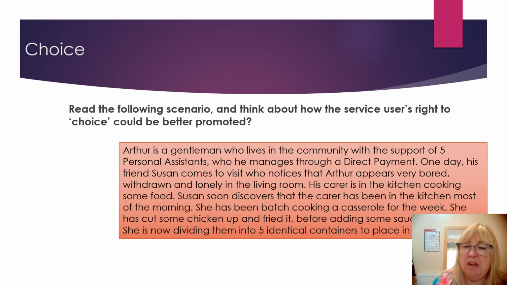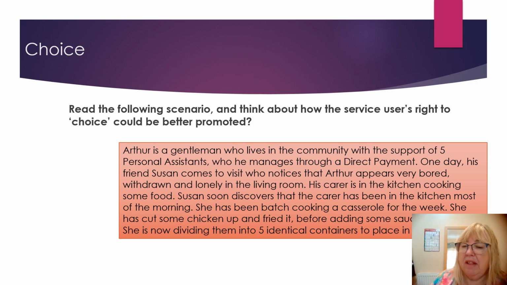Arthur is a gentleman who lives in the community. He has 5 personal assistants who he manages through direct payment. One day his friend Susan comes to visit and notices that Arthur appears very bored, withdrawn and lonely. So he's sitting in the living room of his home and no one's really talking to him. He looks a bit fed up and he's a bit lonely. His carer is in the kitchen cooking some food. She discovers that the carer has been in the kitchen most of the morning. She's been batch cooking a casserole for the week. She's cut some chicken up and fried it, adding a sauce, and she's now dividing it into 5 containers.